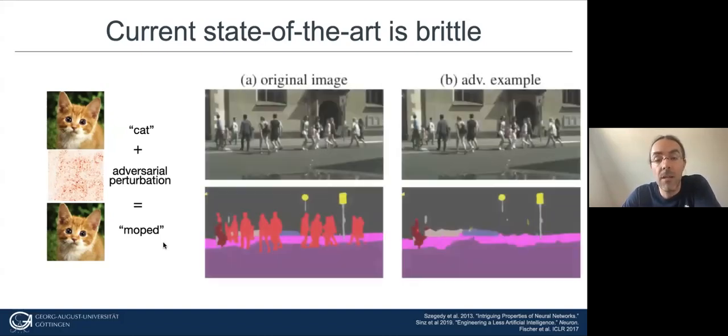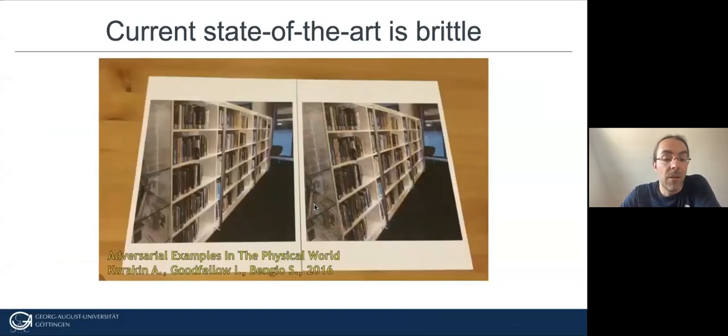You can find these adversarial perturbations for all sorts of tasks. This is another example here. You see very well working segmentation networks. On the left side, you see the original image and the original segmentation, and then you can add adversarial noise. Again, you cannot see it, but the network pretty much gets the entire scene wrong. In particular, it lost all the pedestrians. And you can imagine that this is a problem, in particular when you think about applications like self-driving cars and so on.